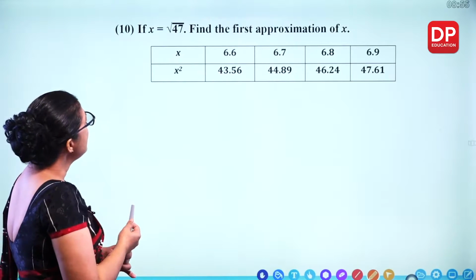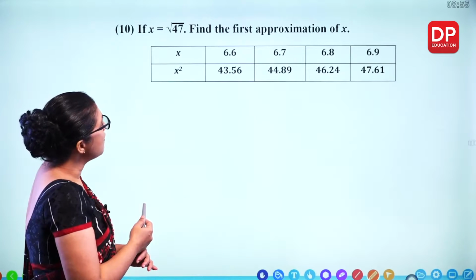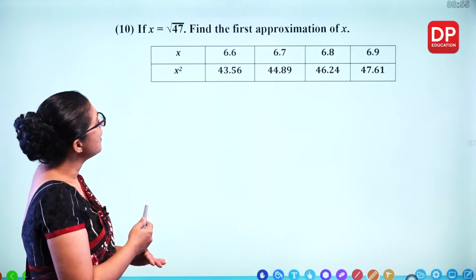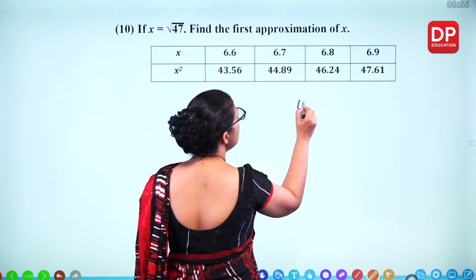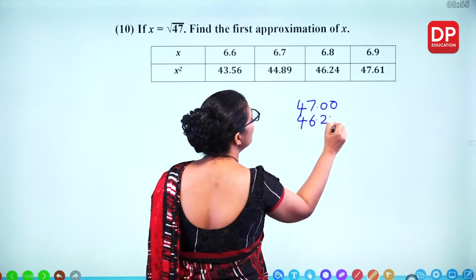Question number 10. If x is root 47, find the first approximation of x. So we need to find out the closest value. So we'll take the difference between 47 and 46.24.